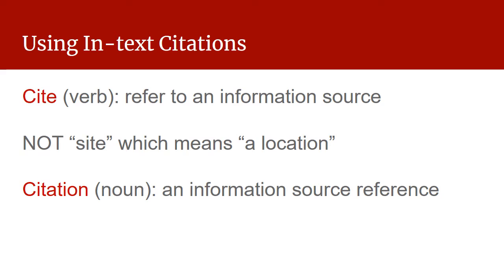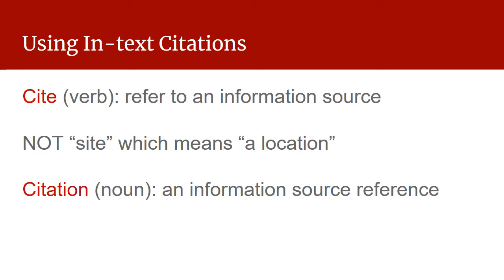As we look at these research skills, one of the things we have to do is use in-text citations. Now, let's talk about this word citation. It exists as a verb, which means to cite, and that means to refer to an information source. So we're talking about information we got from a source.